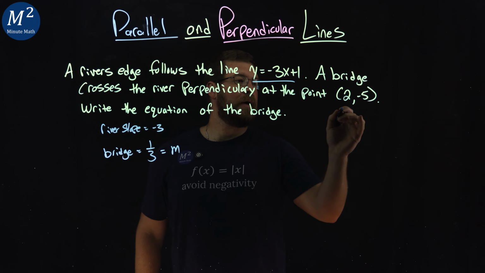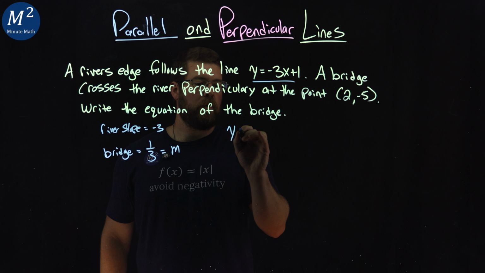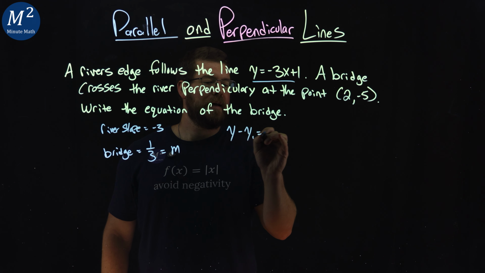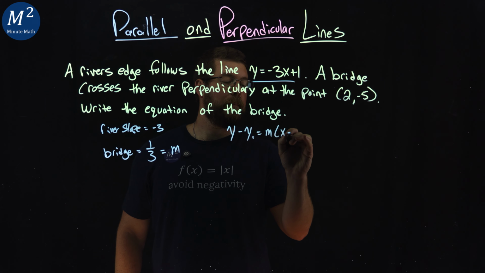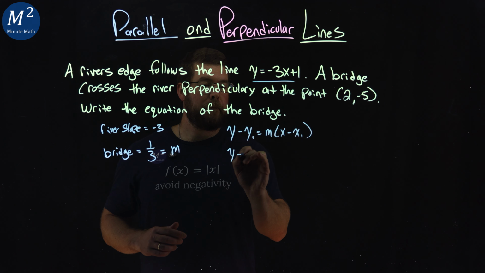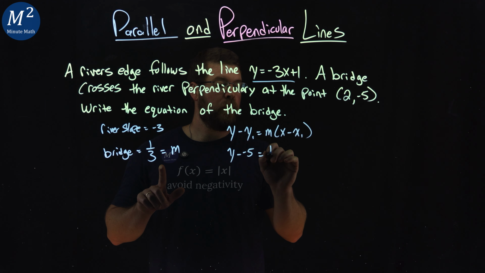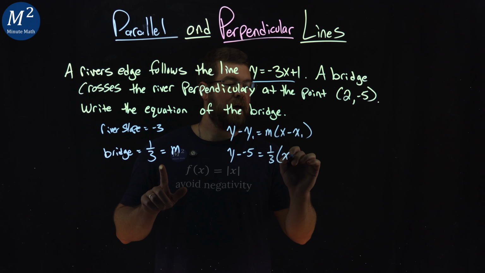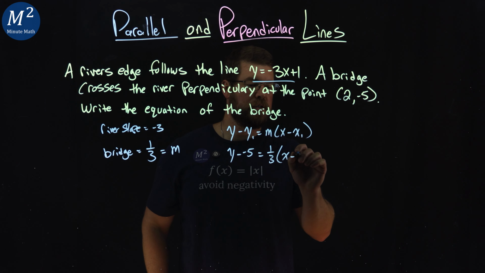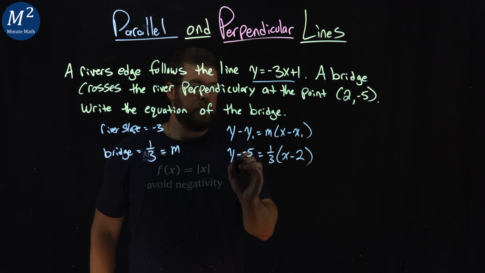And we're given our point 2, negative 5. So we can use point slope form. y minus y1 equals m times x minus x1. Right there. So we have y minus y1, negative 5, equals m, our slope, 1/3, times x minus x1, which is a 2. And now we just have to simplify this.